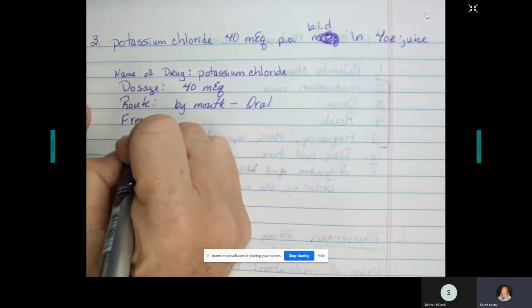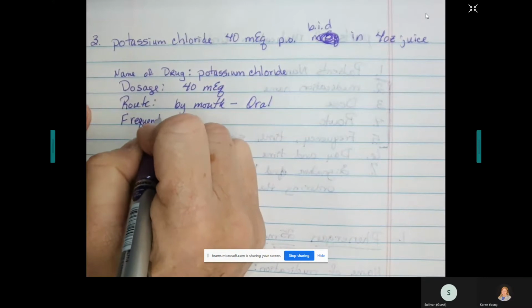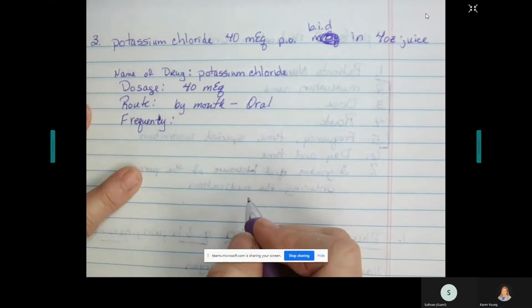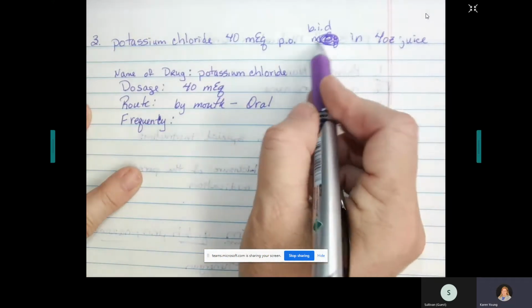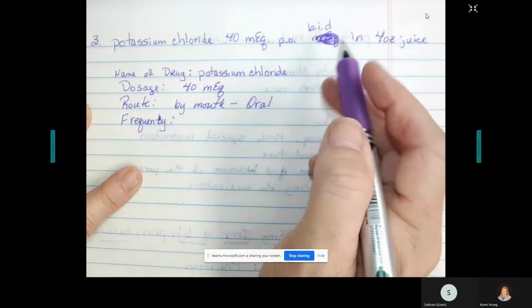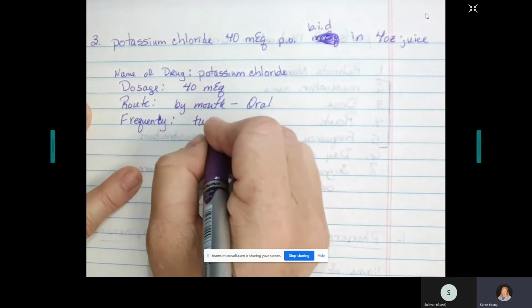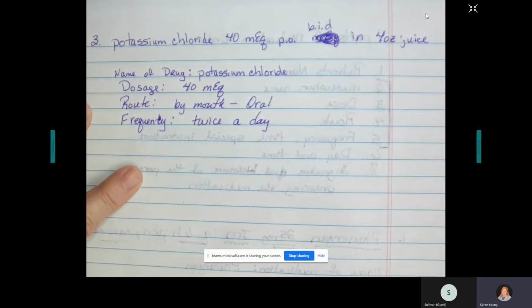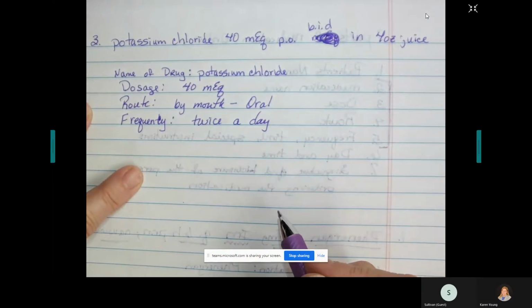Our frequency. How often are we going to give it? That's where I scribbled BID. Do y'all remember what BID is? It's twice a day. Inside the front cover of your textbook, there's a list of abbreviations that you need to know. There's also a page in the book. I don't have my book with me to find it, but.